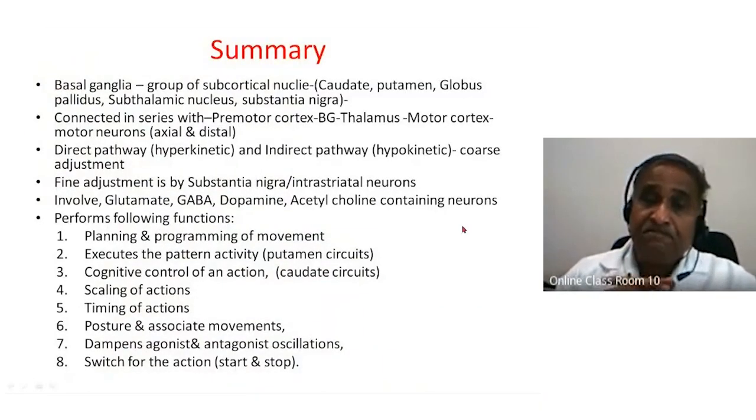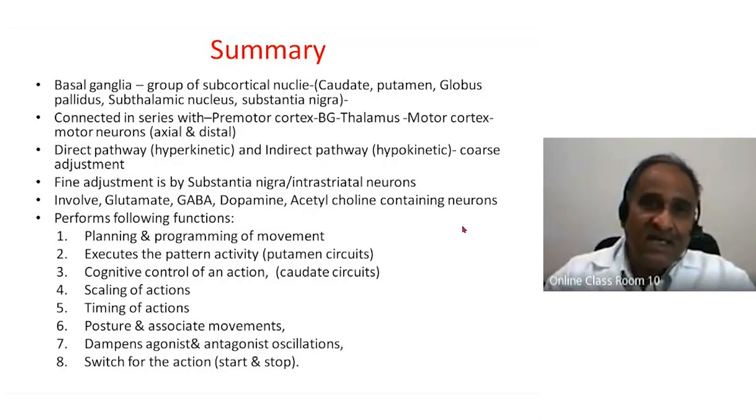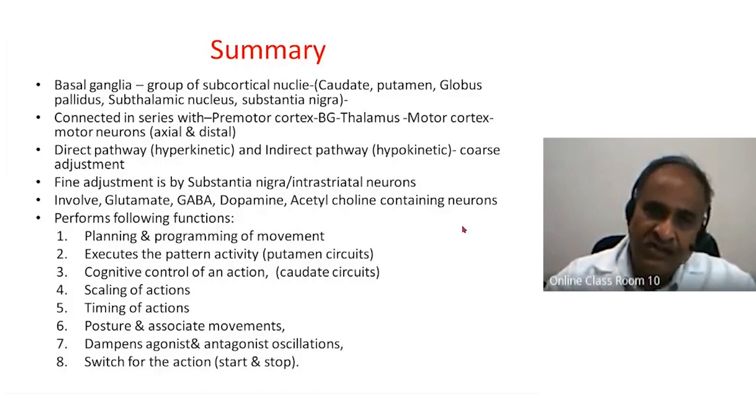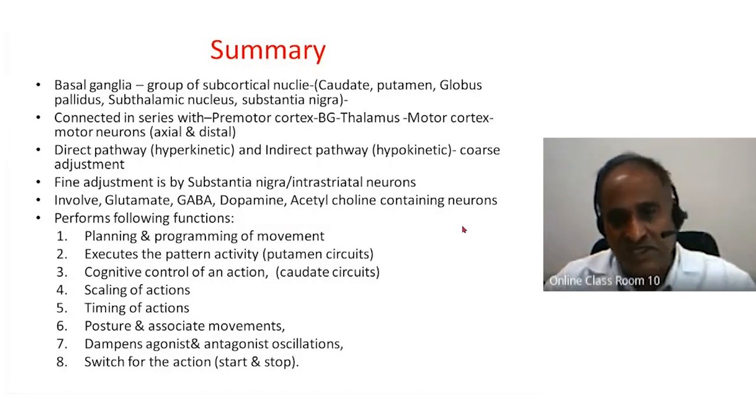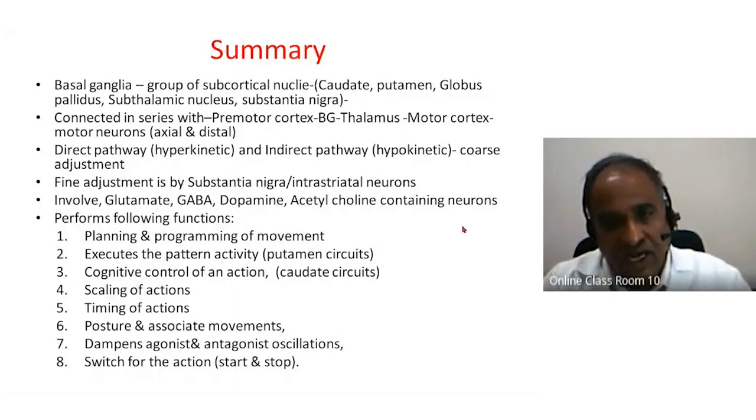Well, I have covered a number of points about the basal ganglia. To summarize, the basal ganglia are a group of subcortical nuclei. They are named caudate, putamen, globus pallidus, subthalamic nucleus, and substantia nigra. These are the five, though there are other things. They are connected in series with the premotor cortex, basal ganglia, thalamus, motor cortex, and motor neurons, acting on both axial, posture regulating, and distal muscles. There is a direct pathway, which is hyperkinetic and excitatory, and the indirect pathway, which is hypokinetic.